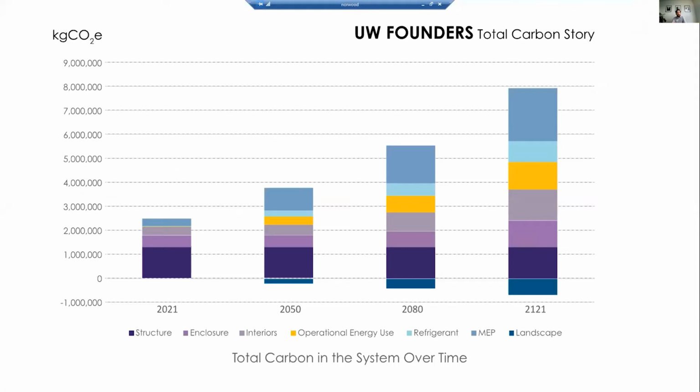As we all know, right off the bat, the structure, enclosure, and the interiors are all big players right at the beginning. But as you start moving forward and you're looking at operational energy use and say interior refresh of interior materials and refresh of systems, and also the amount of carbon that the landscape is sequestering, all of these start to play into the overall story. And in the 100-year lifespan of the building, there's a lot to look at.